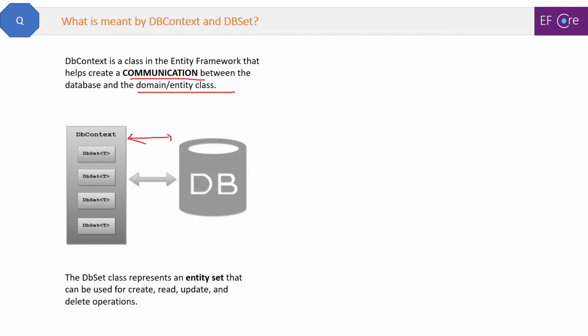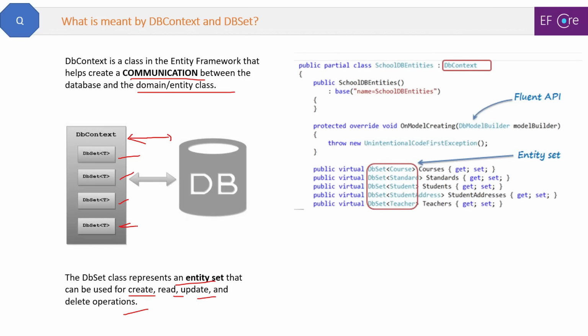Now in this DB context we have these DB sets, multiple DB sets. This DB set class represents an entity set that can be used for create, read, update and delete operations. You can also compare this DB set with the tables in the database. Here is the code example.